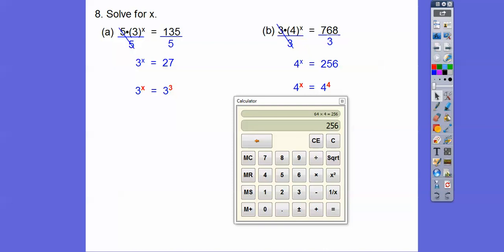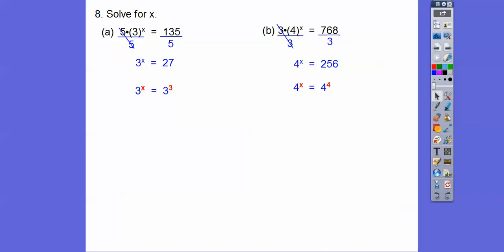Okay, and now we've got the same base on each side, so now we can set these exponents equal to each other. So right here, this exponent equals this exponent, x equals 3. This exponent equals this exponent, so x equals 4.